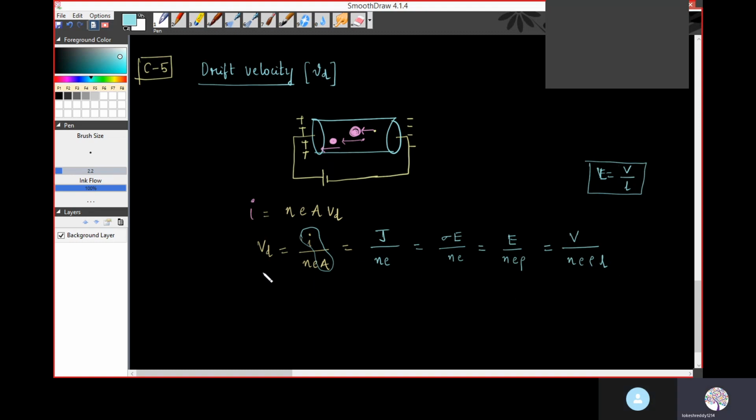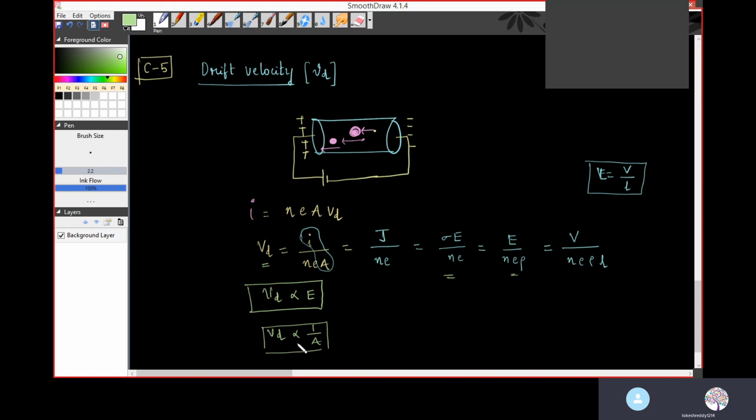Now, important in this are the relations. Vd is directly proportional to E. Look at this step: Vd is directly proportional to E. So if the electric field is more, then the drift velocity will be more. Another one we can see here is that Vd is inversely proportional to A.